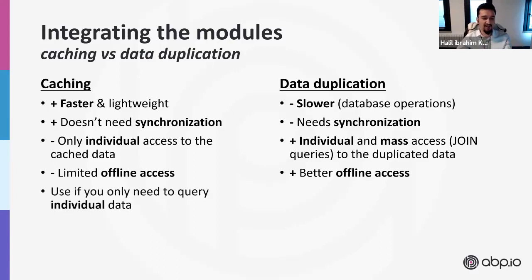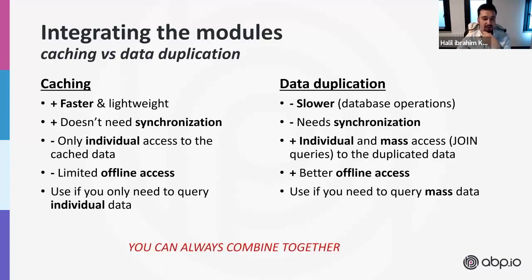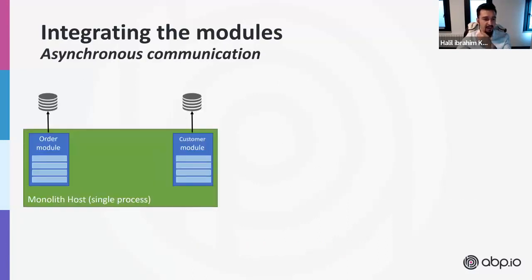So for caching, I suggest using it only if you need to query individual data, but use data duplication if you need to query mass data or you need to perform join operations between the database tables. You can always combine them together for the best performance. However, the implementation will be a little bit complicated. We are doing developments in the ABP framework to make this even easier. We have already done some of this, but we continue to do more.